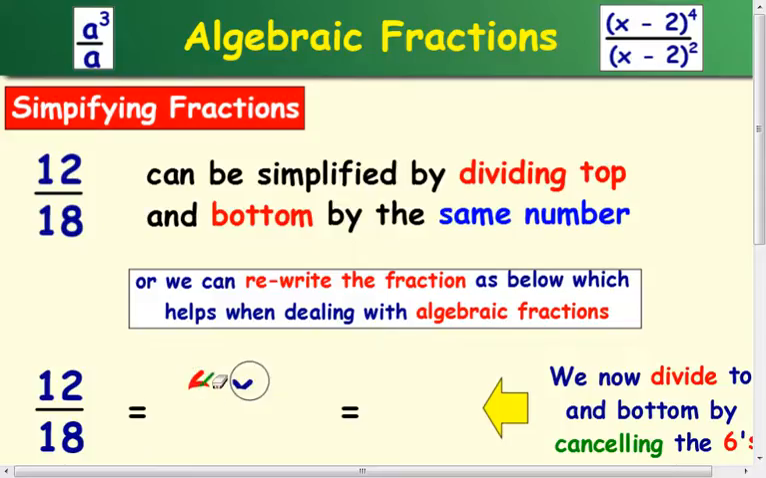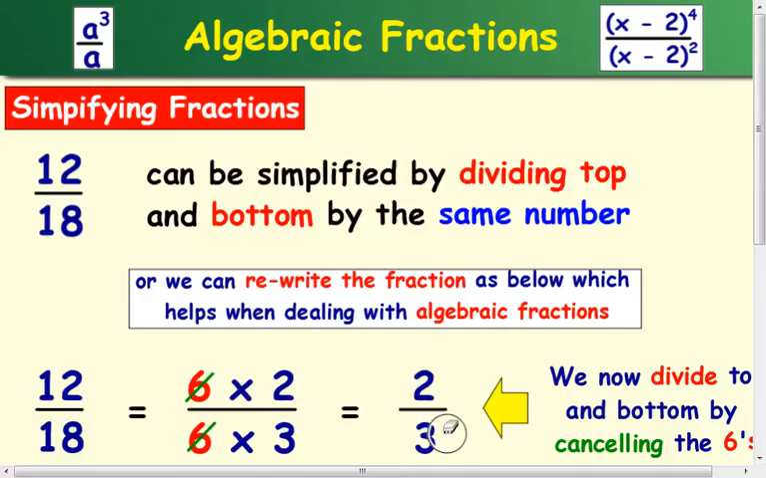However, we could write it like this. We could write 12 is made up of 6 times 2, and 18 is made up of 6 times 3. And because there's a 6 in the top and a 6 in the bottom, we can then divide the top by 6, and also divide the bottom by 6, and cancel the 6's out to leave you with 2 over 3. Now this process is a good way of writing it out to do the algebra side of things.